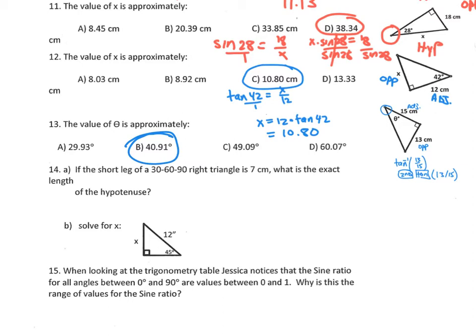Number 14, if the short leg of a 30, 60, 90 right triangle is 7, what is the exact length of the hypotenuse? Okay, so let's draw that out. If the short leg is 7, then these are in a ratio of 1 to 2 to radical 3. So the hypotenuse would be 7 multiplied by 2, so that's 14. In other words, we're going from short to long, so we're multiplying by 2. So 7 times 2 is 14.